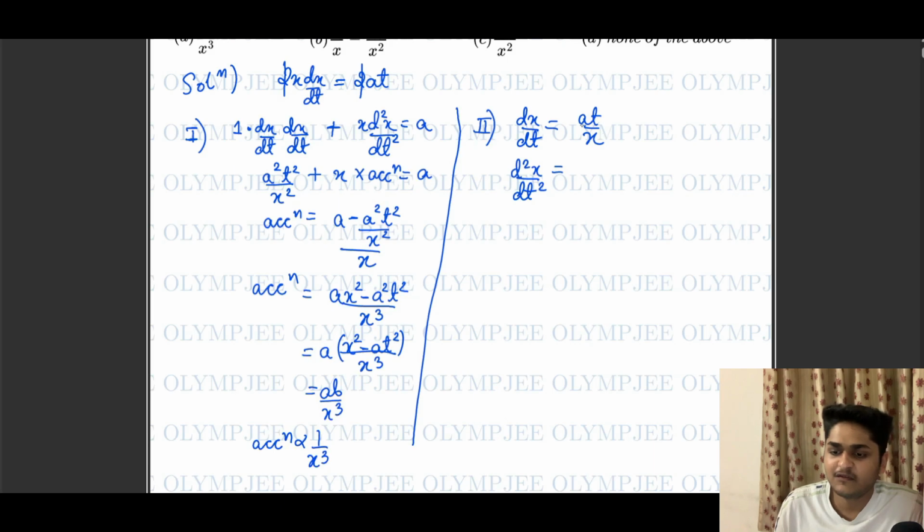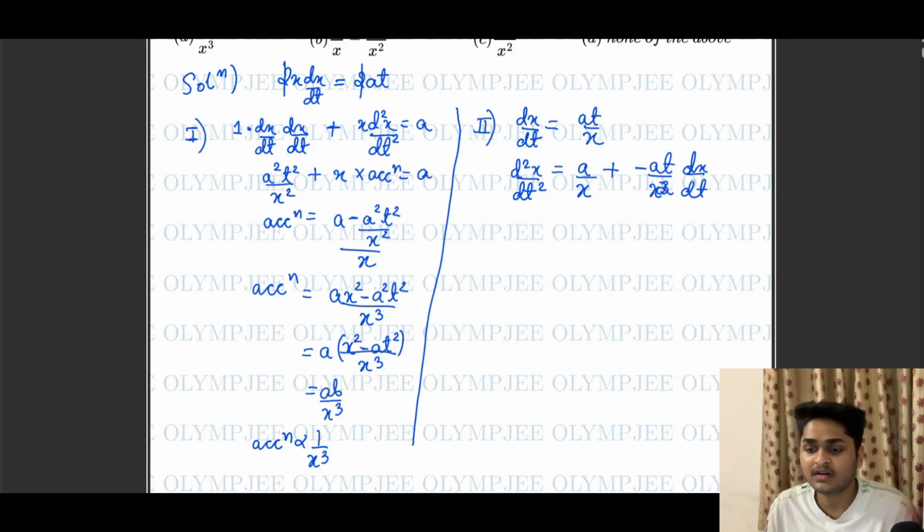Okay, so now while differentiating this we need to be very careful because there are two variables, so this will become a by x when we differentiate t. And when we are differentiating 1 by x, we need to be careful because it will be minus at by x square dx by dt. Don't forget this dx by dt, it's important.